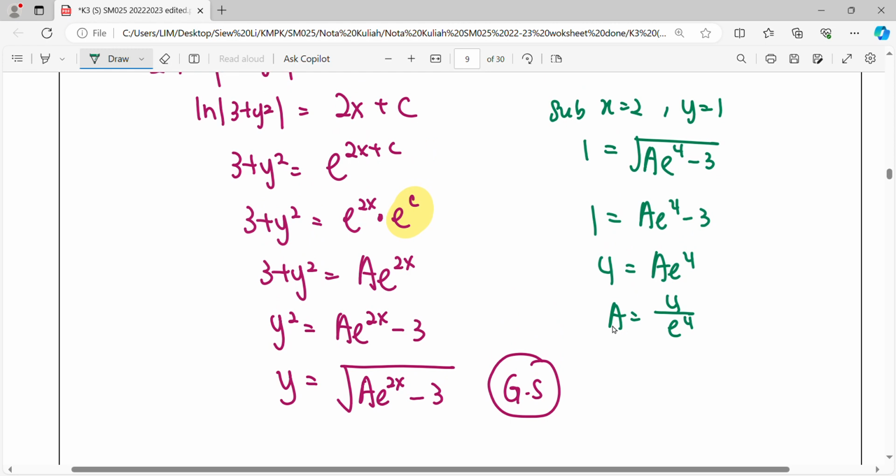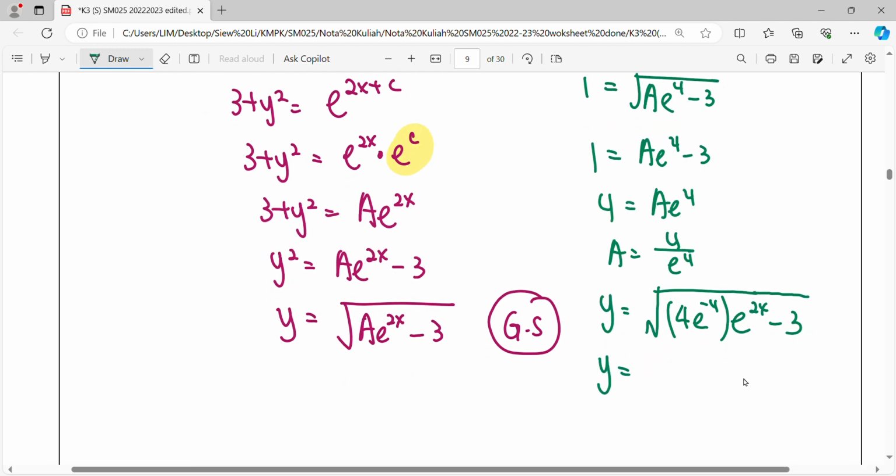Then to get the particular solution, we substitute back, where a is 4 over e to the 4. With e to the 4 at the denominator, we power it negative. So you can see exponential times exponential, which means we can simplify these indices. It will be e to the 2x minus 4. So this is the particular solution.